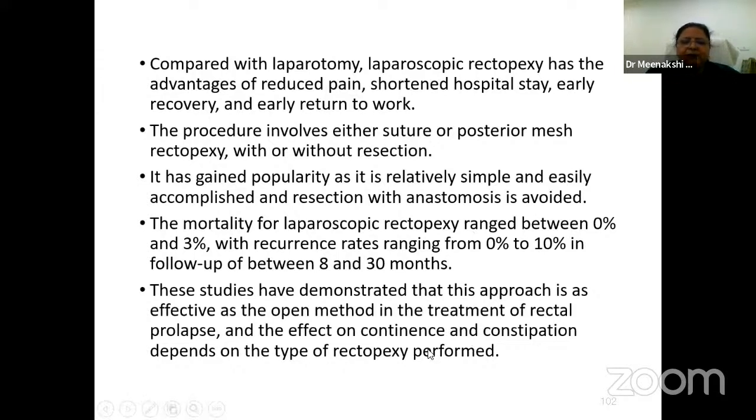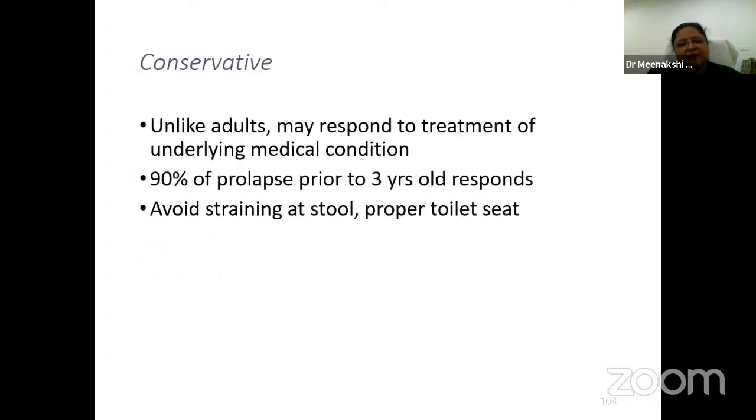Okay, and studies have demonstrated that the approach is as effective as the open method in the treatment of rectal prolapse, and the effect on continence and constipation depends upon the type of rectopexy performed. Okay. Now a few special considerations, just the last 5 minutes. In the pediatric age group, unlike adults, they may respond to treatment of the underlying medical condition. So mostly in the pediatric age group, we may not have to go ahead with any operative intervention. They will respond very well to your conservative line of management.